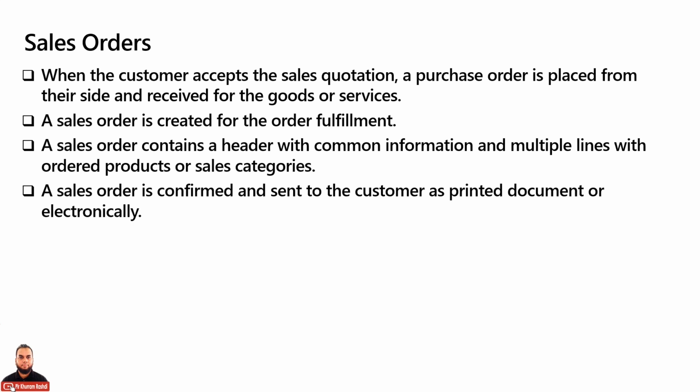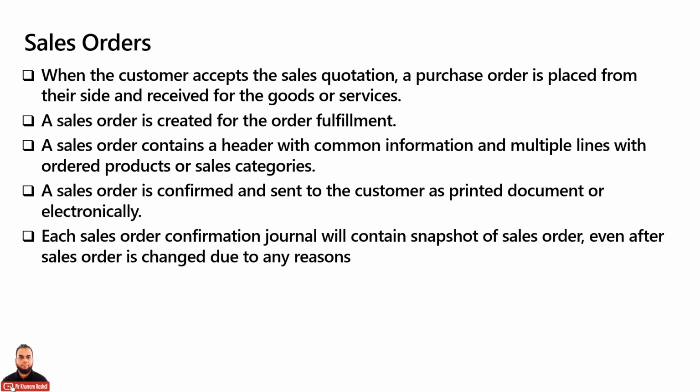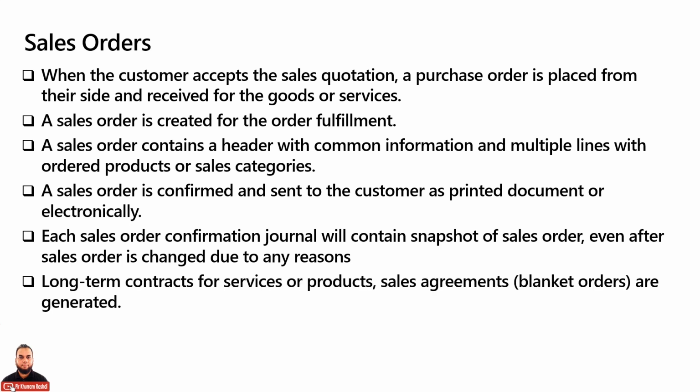And as I told, the sales order journal is basically a snapshot of that sales order at that time, and the order can also change. So again, a sales confirmation journal is generated, and you can print it. Each sales order confirmation journal will definitely have a snapshot of the sales order. So after changes to the sales order, this journal will not change, so that you can get the printout of that snapshot at that time.